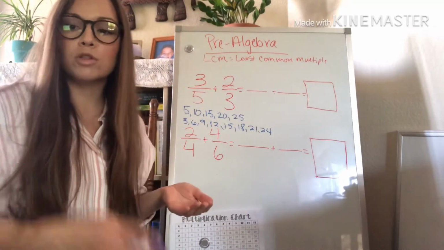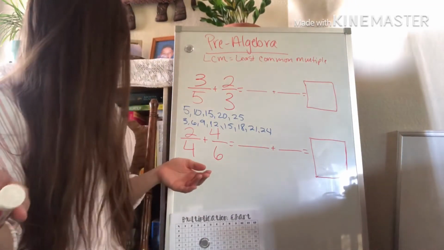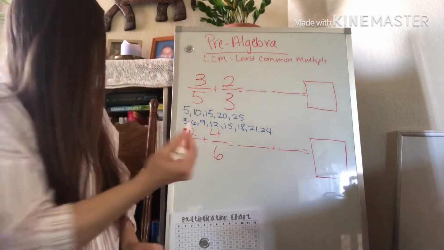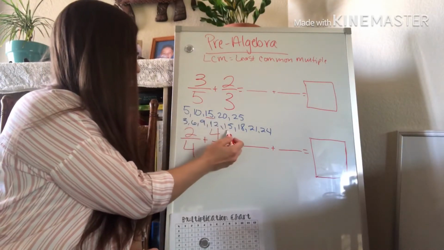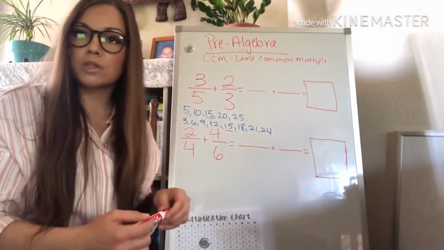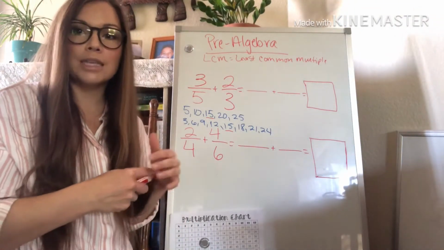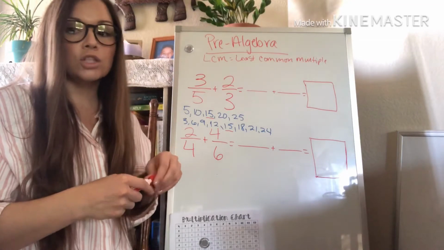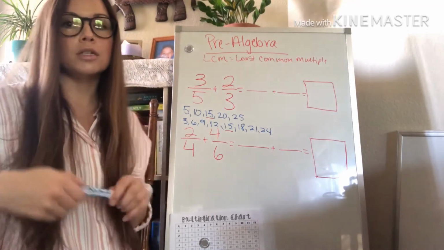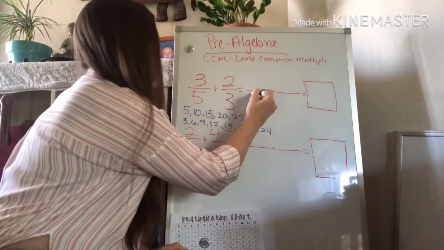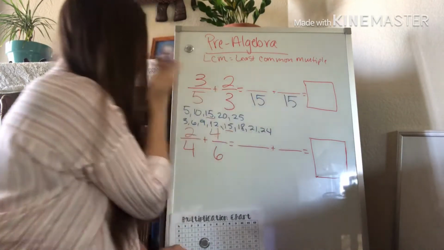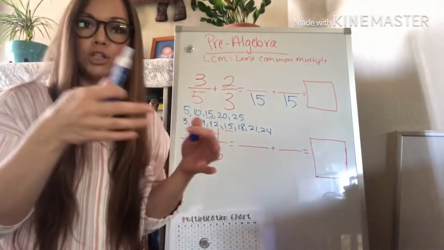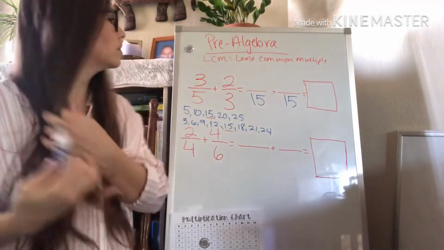So the least common multiple is the one we're looking for. As far as common multiples, the first one I see on both of these is 15. And that's the smallest one as well. So our least common multiple, LCM, is 15. So that is going to be our new denominator, 15. It's a number that both 3 and 5 multiply into. So that's why it works.